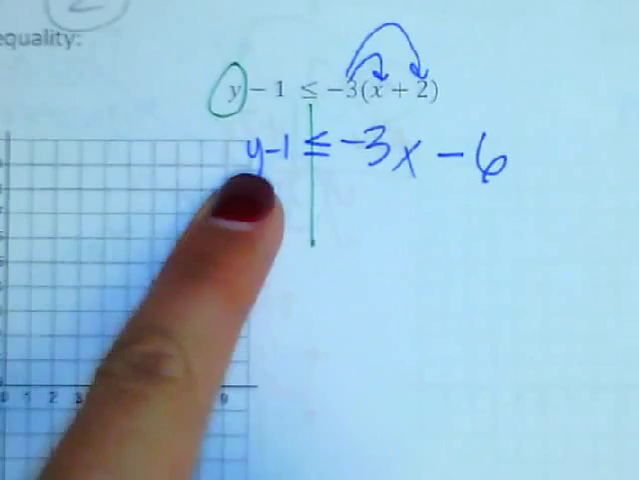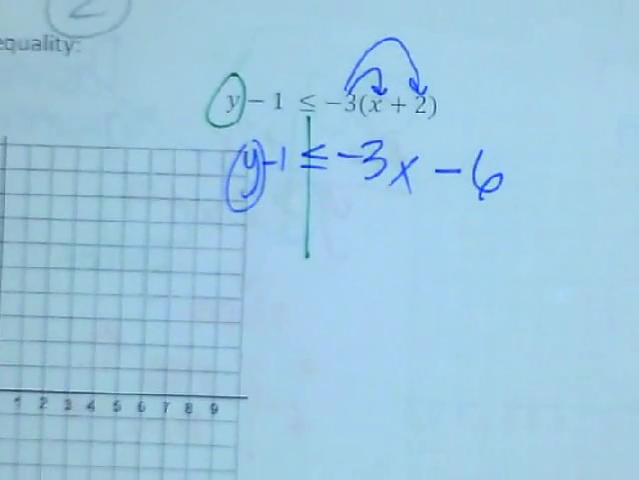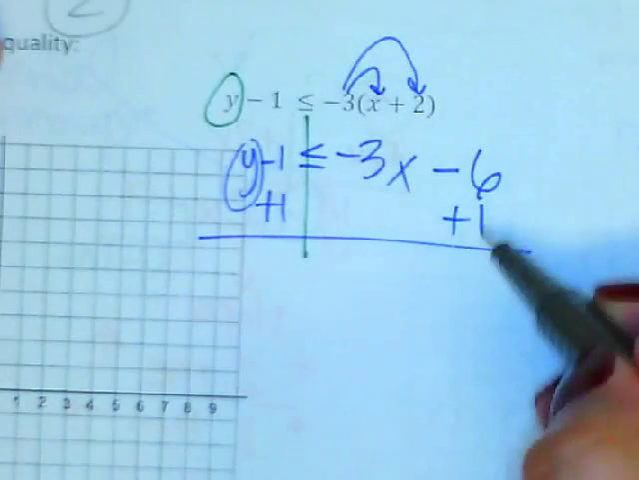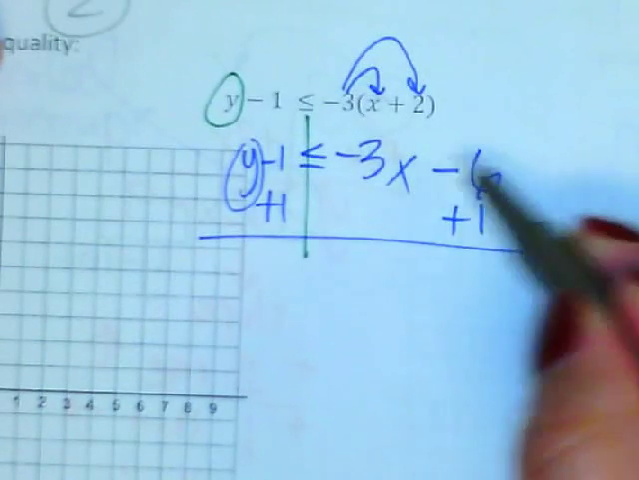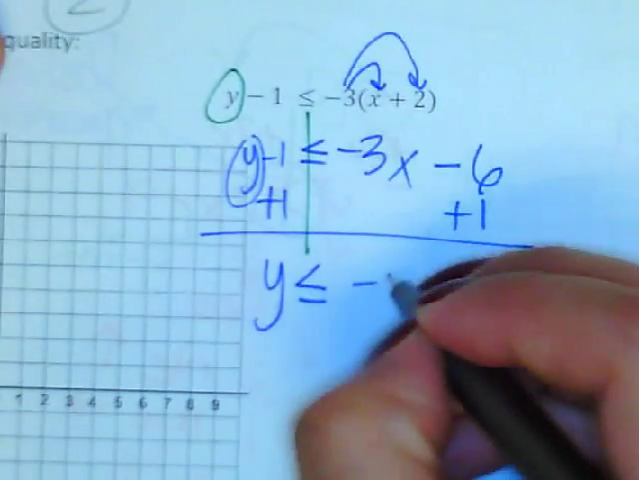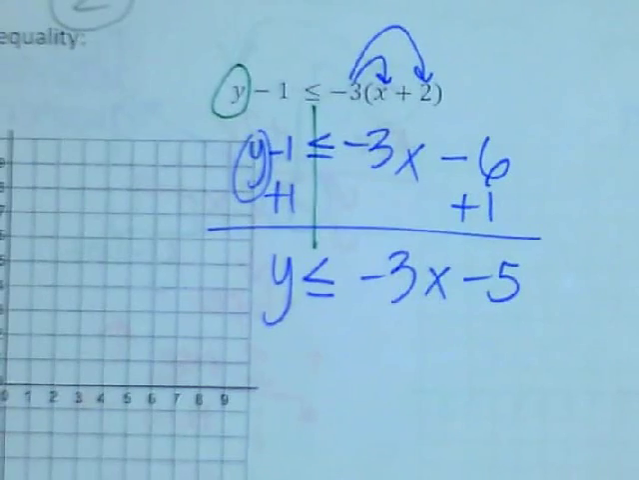Now that it's simplified all the way, I can deal with solving for y. And just to have y alone, all I have to do is get rid of that minus 1. So I do the inverse operation. Notice how I line it up here, because it doesn't have an x, so I cannot mix it with the x's. And there is my equation.